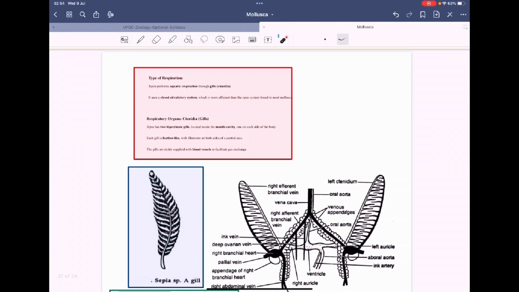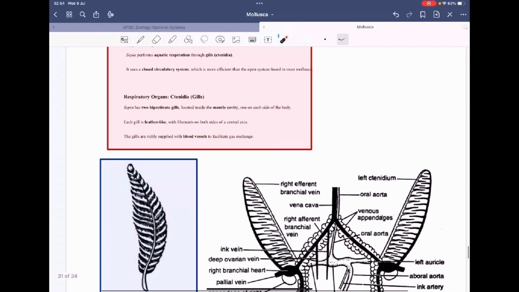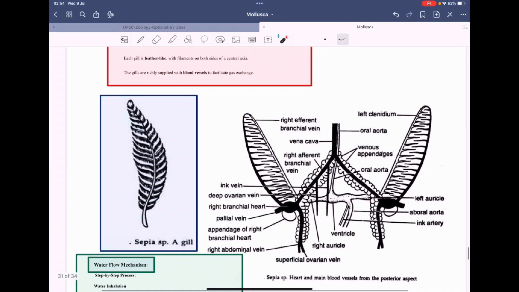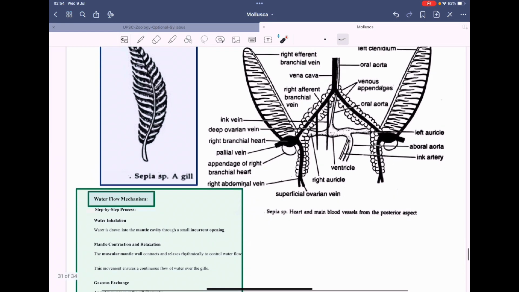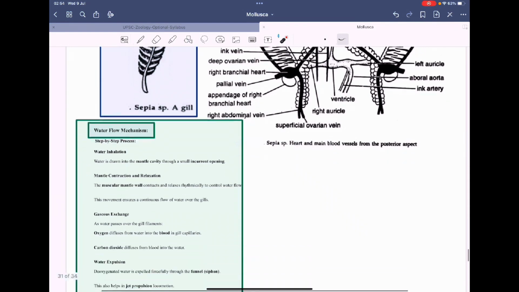Now discussing respiration, they show aquatic respiration using the ctenidia. They have a closed circulatory system. It enables high efficiency of respiration also. So they have ctenidia, that are the gills, and these gills are bipectinate. You see it has lamellae on both sides, filaments on both sides of the axis, and these have a high supply of blood. So it helps in the easy exchange of gases.